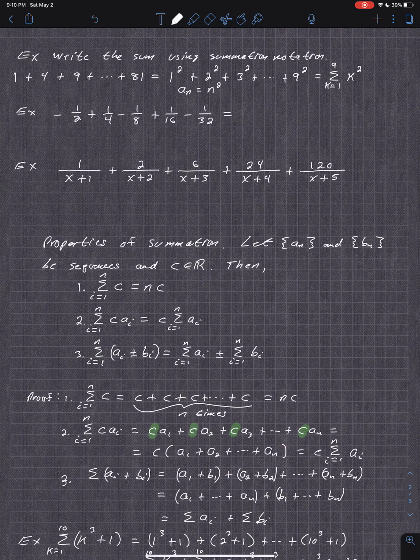All right, let's change the index variable here. We're going to use i. So we're going to say i is 1, 2, 3, 4, 5. And then what's happening to the sign? The sign is alternating, right? Minus, plus, minus, plus, minus.